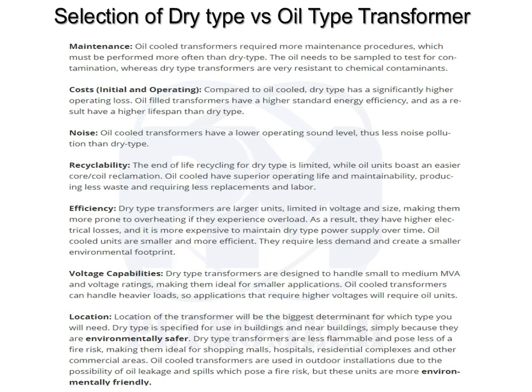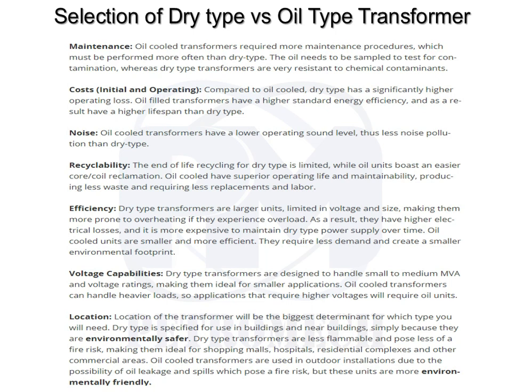So now, selection of dry type versus oil type transformer. While there are a lot of discussions happening all over the world on the selection of dry type versus oil type transformer, it is important that as a design engineer we should be aware of which one to opt for and which suits best for our particular requirement.